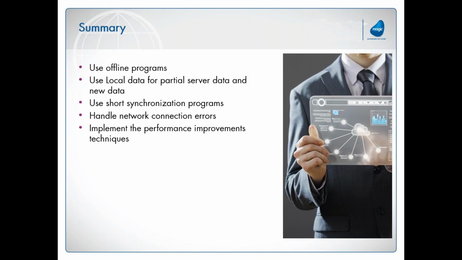Properly handle network connection errors. I wouldn't recommend keeping the default behavior, where the end user sees an error asking, do you wish to retry? It's best to write your own logic, either silently trying to connect again, or doing the synchronization once in a while, or even showing the user some other message saying, try to sync again later on. Currently, you're not connected to the server. Please check your status, and so on. And of course, implement everything that I've mentioned in the performance improvement slides, because it can really improve the performance of your application. Any questions?